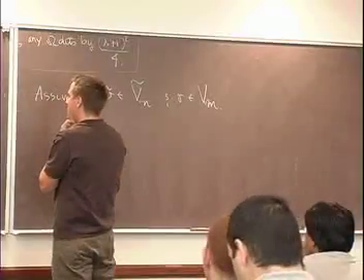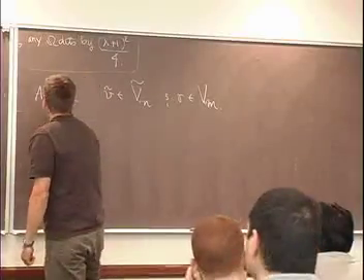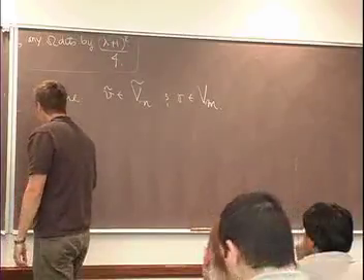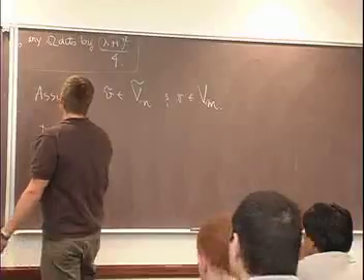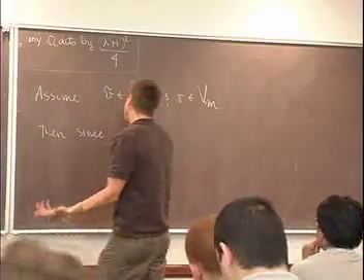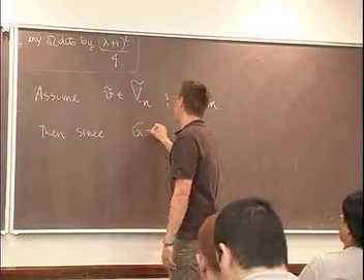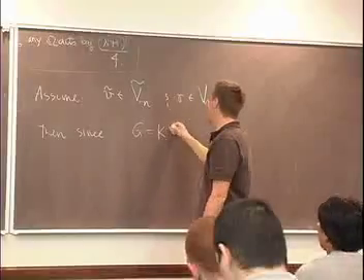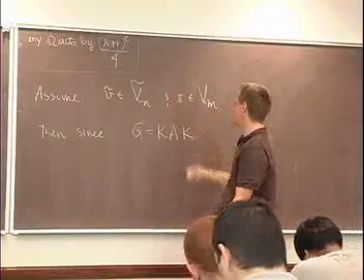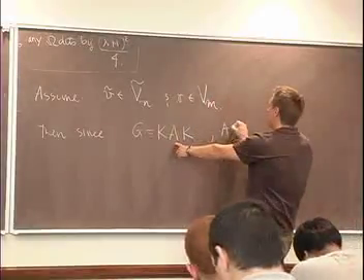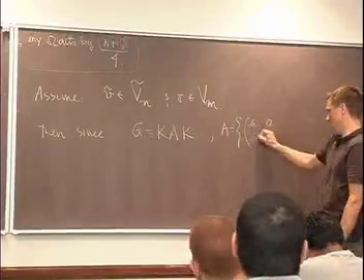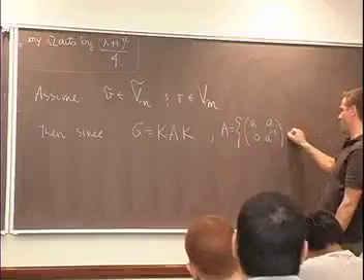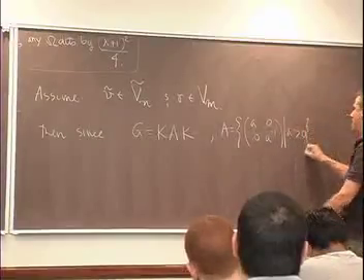And then we're going to use, since, well, this is what Dragon did last time. Since G is KAK, and this A is what, I forget what Bill was calling this A, but I'm going to use Dragon's A, which takes A positive.